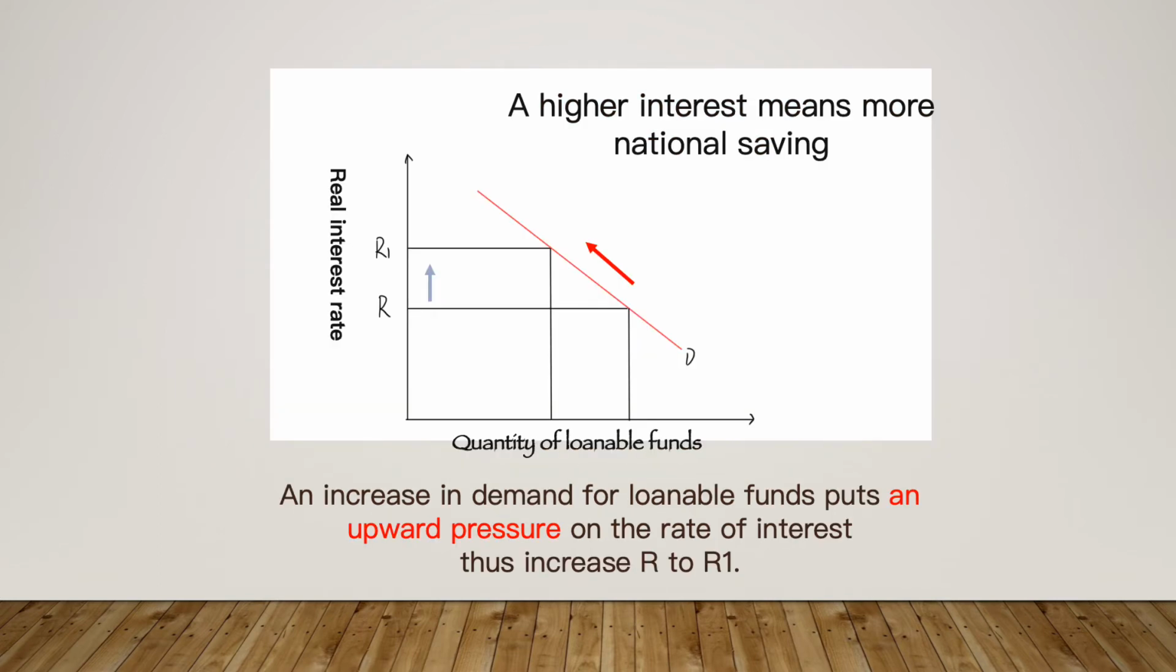So an increase in demand for loanable funds puts an upward pressure on the rate of interest. It finally increases R to R1. A higher interest rate means more national saving, because people prefer saving their money to get a higher interest than consumption.